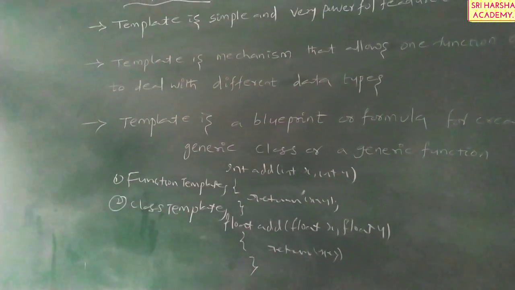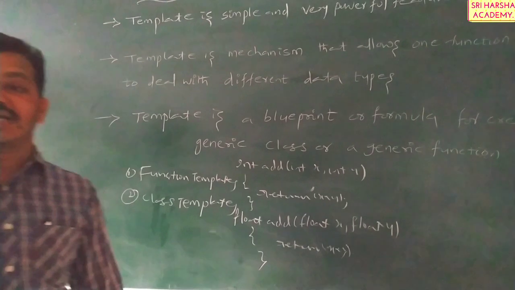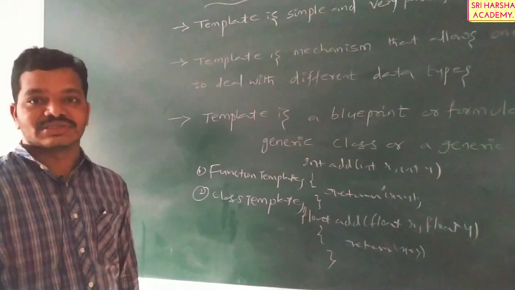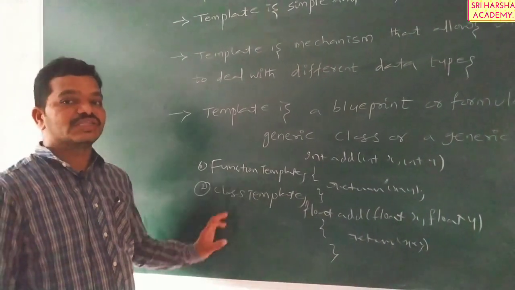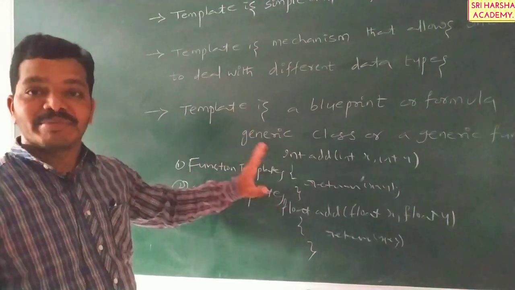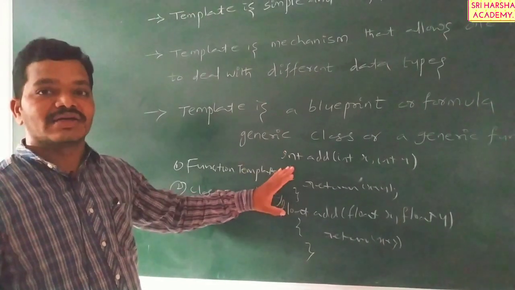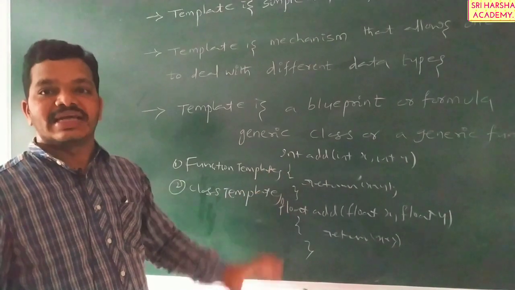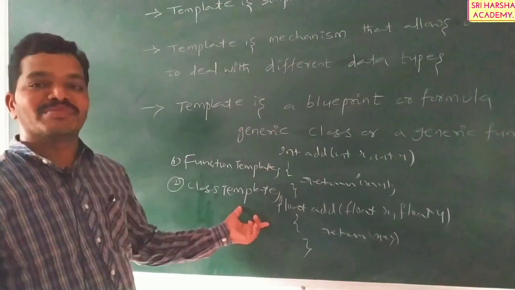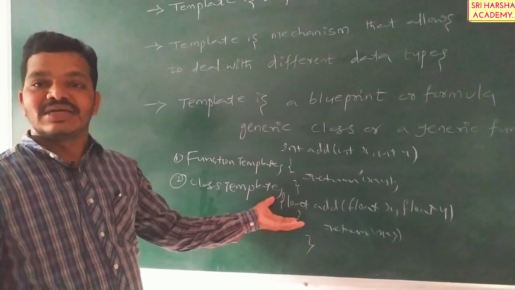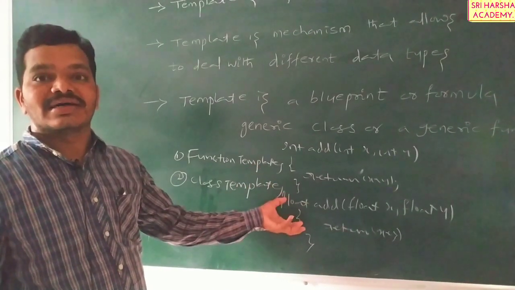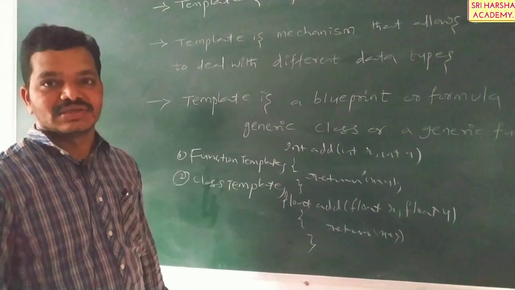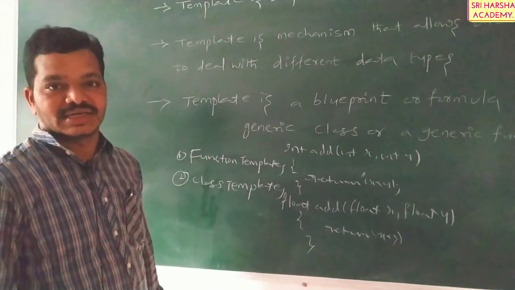So the first one is function templates. What is a function template? A template is a mechanism that allows a generic function to deal with different data types. It allows a function to deal with different data types. So what is a class template? A template is a mechanism that allows a generic class to deal with different data items. So the first one is function template.